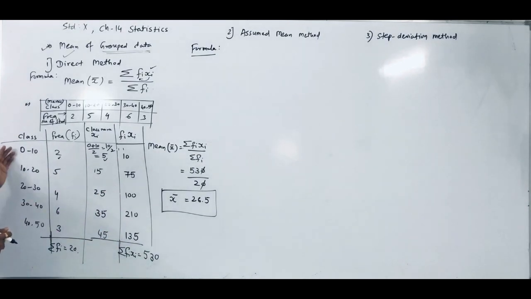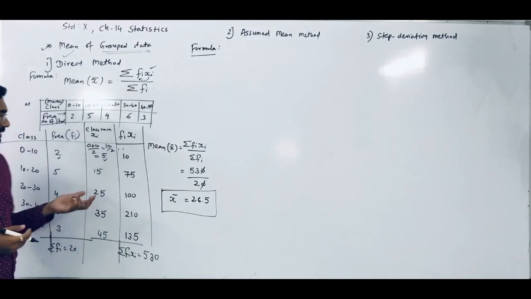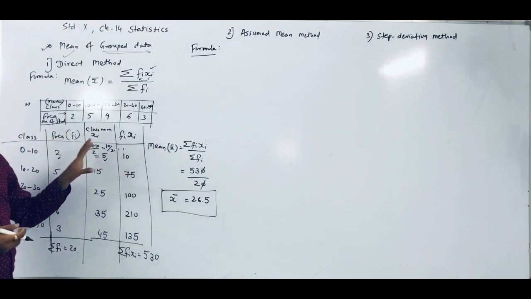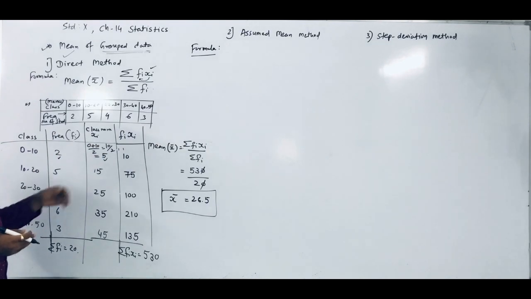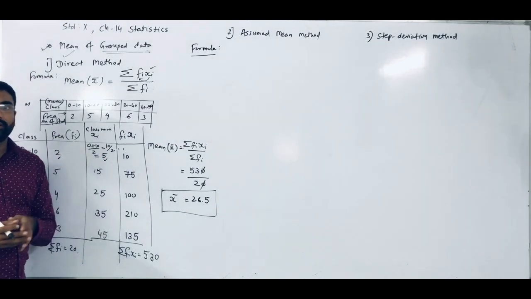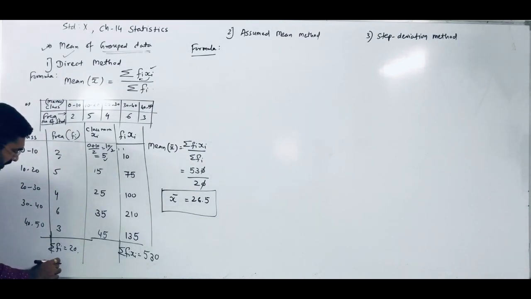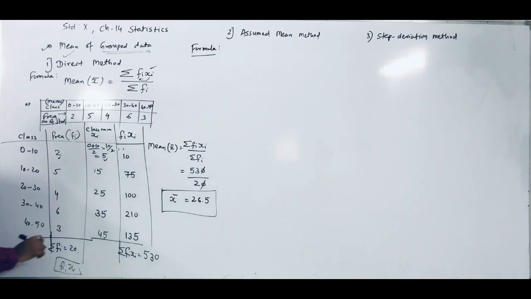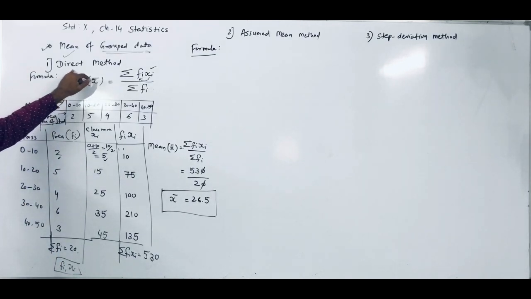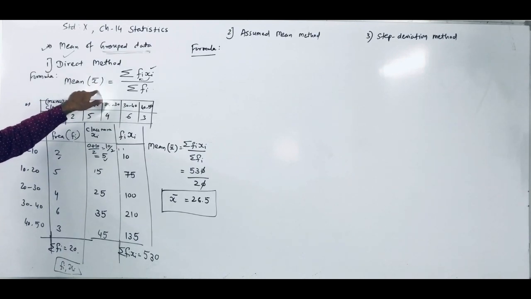So if your class is given as a bigger number and your frequency is given as a larger number, then your multiplication becomes another larger number, and whenever you add, it takes too much time, right? So we apply the direct method whenever the fi and xi values are smaller. Then it is useful to use the direct method for finding out the mean.